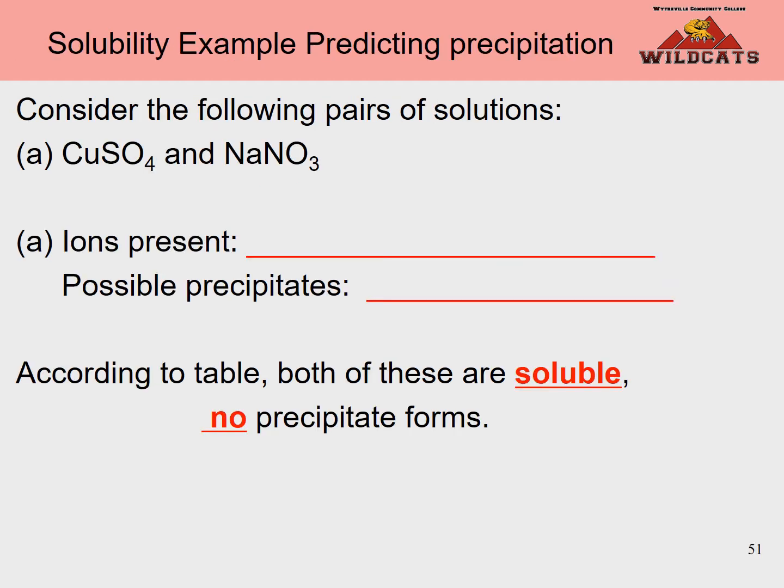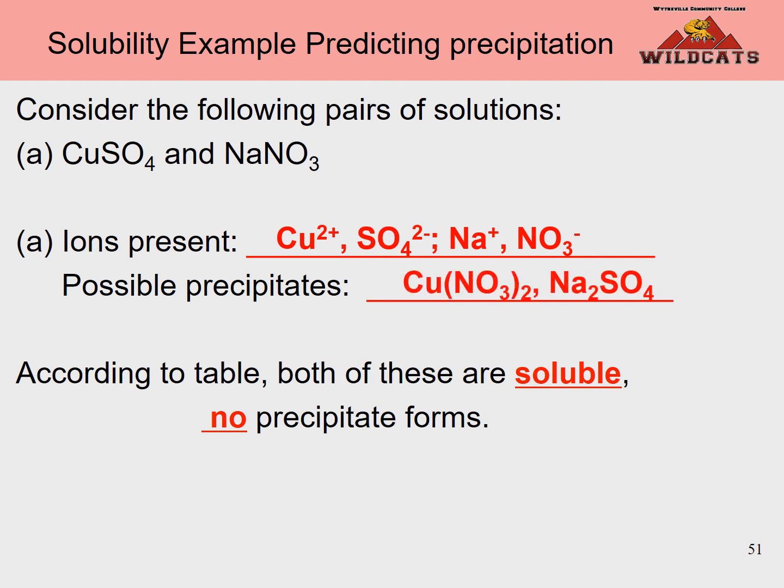So let's take a look at a little bit more detail. It says, consider the following pairs of solutions: copper sulfate and sodium nitrate. All my ions present are copper, sulfate, sodium, and nitrate. The copper and the sodium are going to trade places with each other. So I've got a choice of copper nitrate or sodium sulfate. According to the table, just like our last one from the previous slide, both of these are soluble, so no precipitate forms, so there's no reaction.